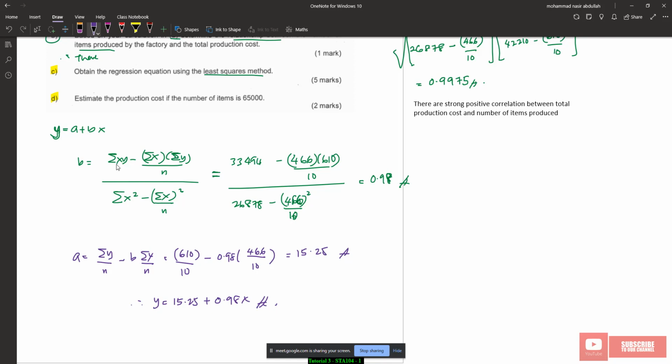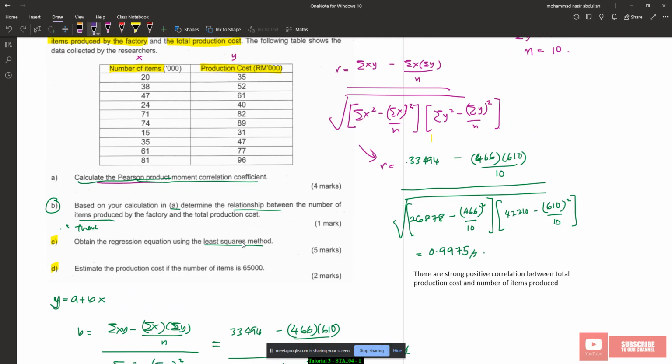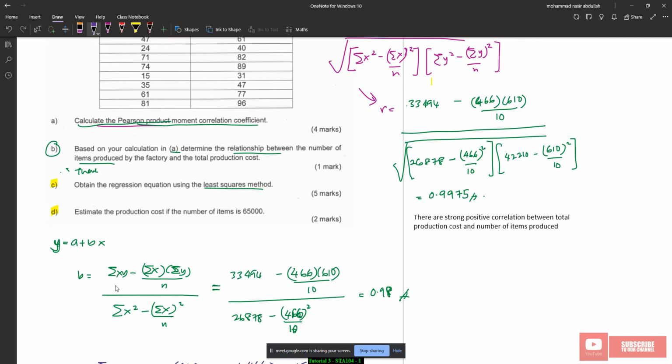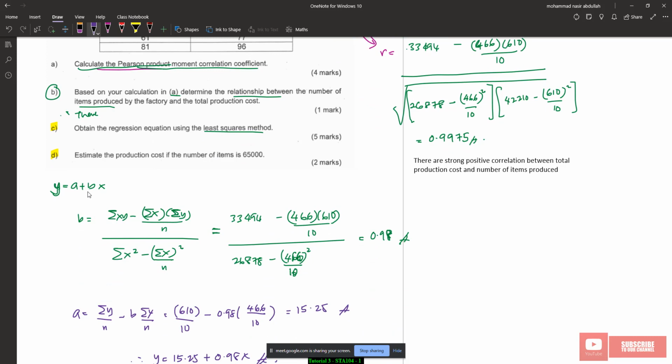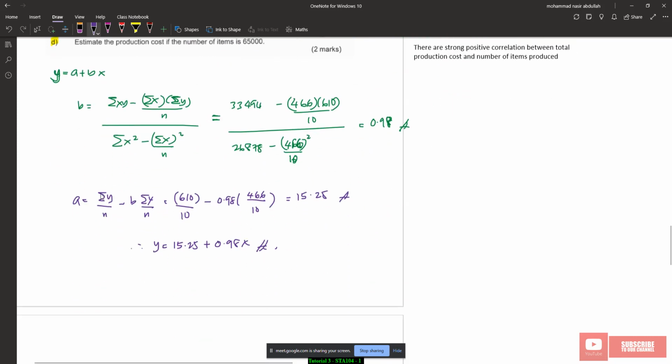Semua dapat? Ada soalan tak setakat ni? So basically benda yang sama aja kan. This one very simple question. Dia tak tanya macam mana how to interpret intercept and how to interpret beta.